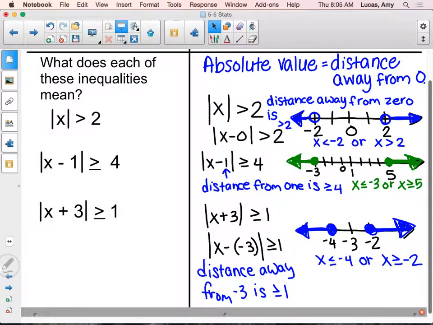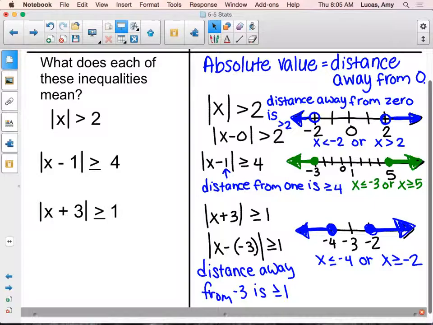Okay, so remember when our absolute value inequalities are kind of basic, like just x, x minus 1, x plus 3, we can think about the meaning as the distance away from a number, and we can draw the graph and write the compound inequalities like I just did.